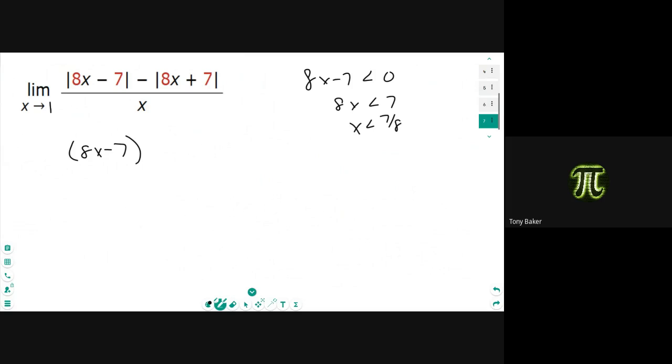All right, so if we did this one, this one ends up becoming negative, and that one ends up staying the same. That's still 8x plus 7. So in this case, the 8x's cancel out, and I have negative 14 over x. And in this case, the limit does not exist because it's an asymptote.